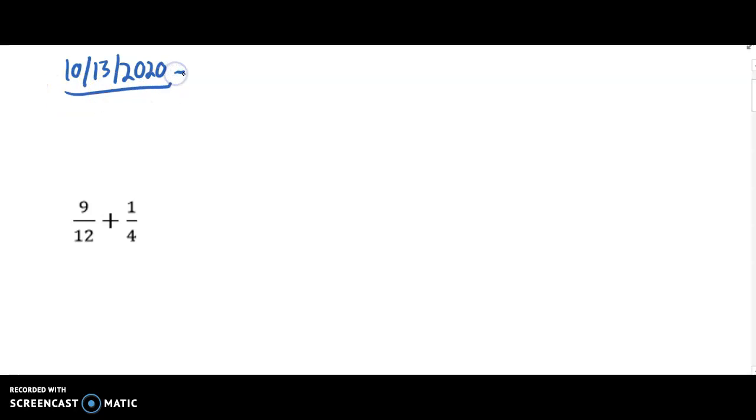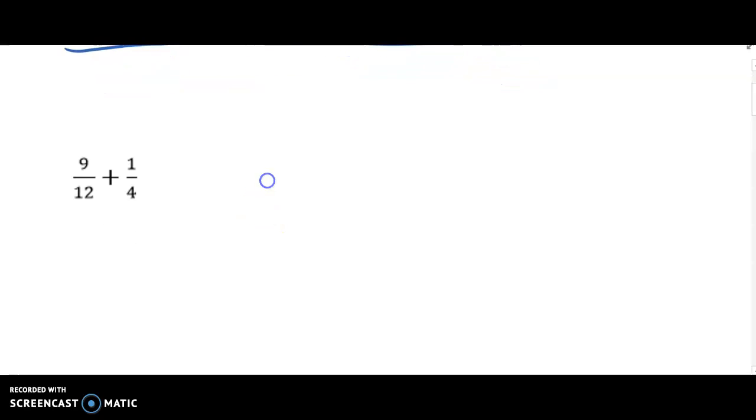Our topic for today is add and subtract rationals. Okay, we are going to start with a little review of just adding and subtracting regular fractions. So let's look at our first example. Always pause and write the original problem.